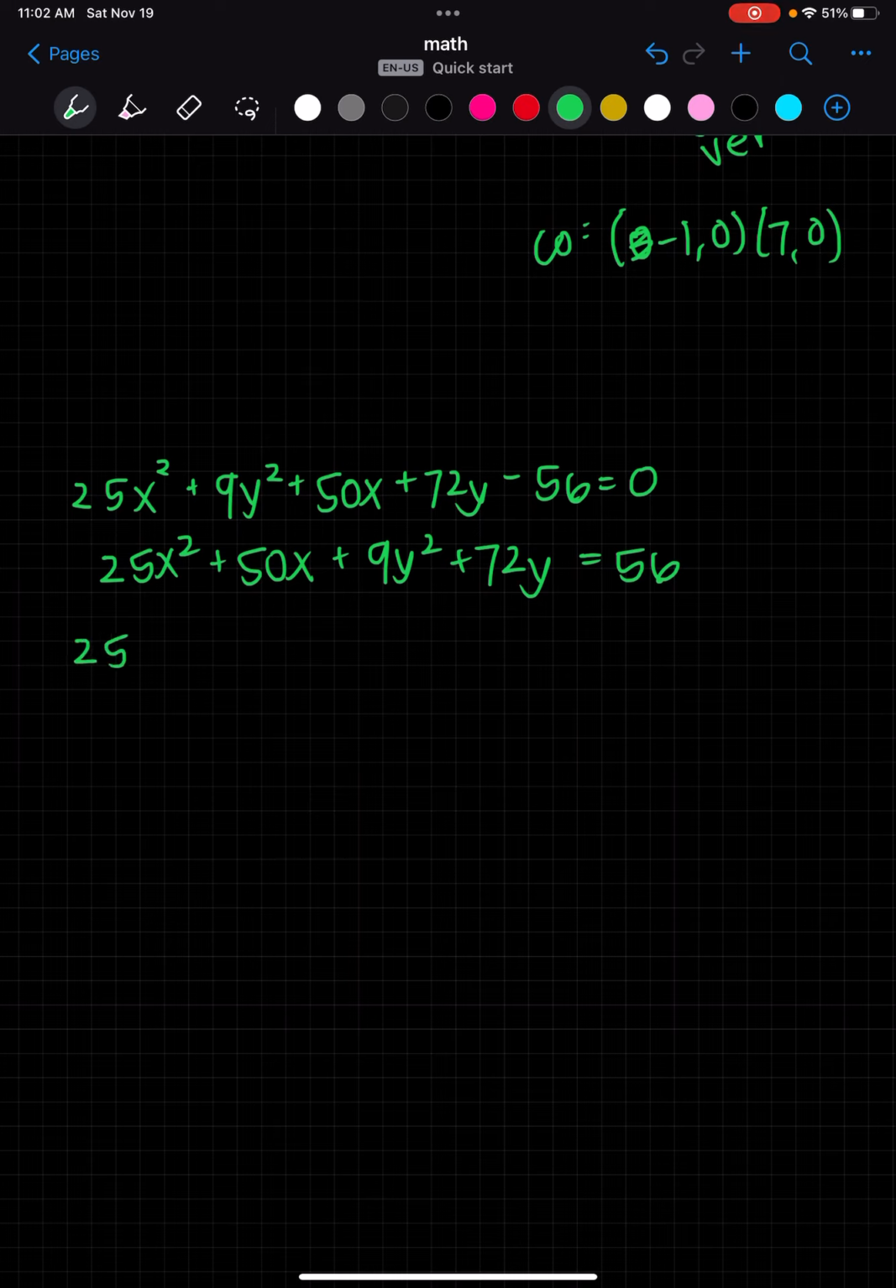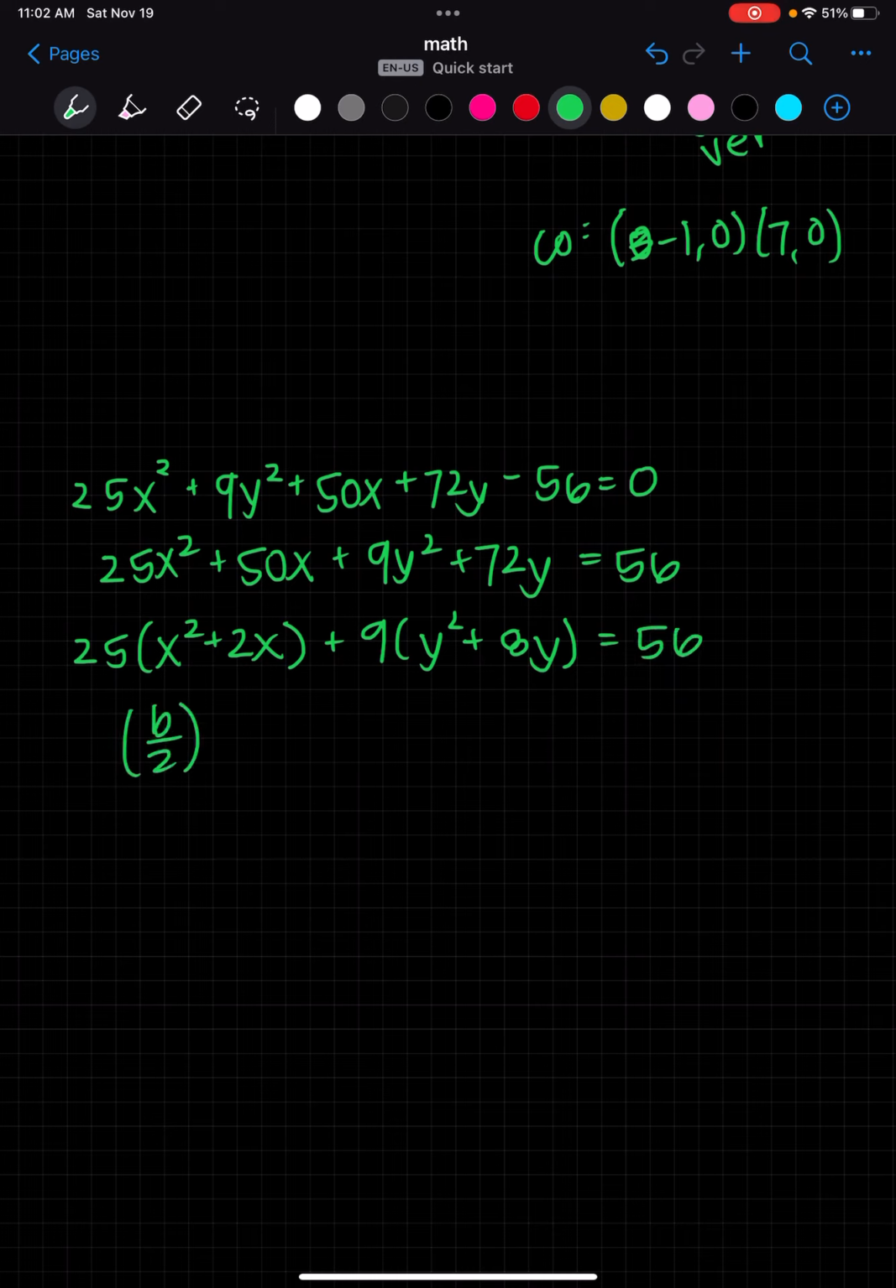So I'm going to say 25x squared plus 2x, because 50 divided by 25 is 2, plus 9y squared plus 8y, because 72 divided by 9 is 8, equals 56. Now I do the completing the square, which is the b over 2 squared. So for the x's it's 2 over 2 squared, which is 1, and for the y's it's 8 over 2 squared, which is 16.